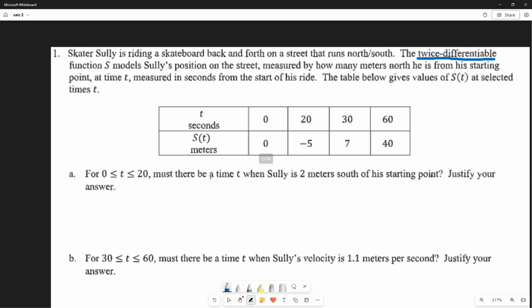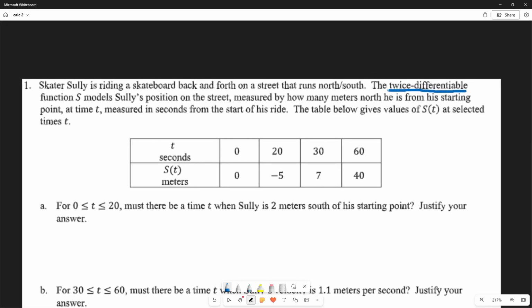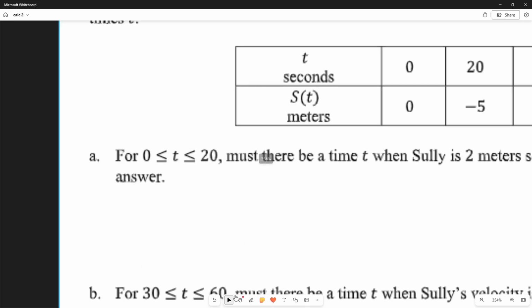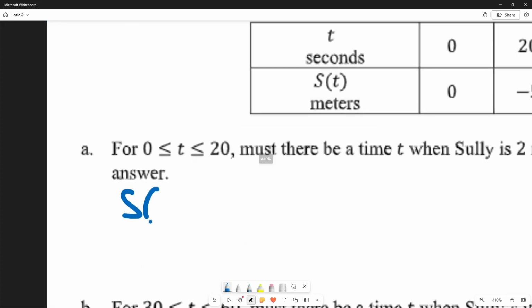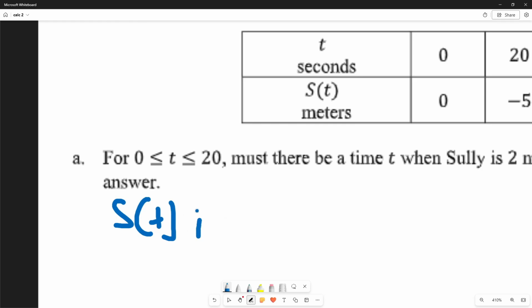Part A is just asking if there's a guaranteed time where Sully's position will be 2 meters south. I'm going back to the question, to what I highlighted. It says twice differentiable, meaning that the function is continuous. If the function can be differentiated, then it's continuous. So I'm going to write that right here: s of t is continuous.